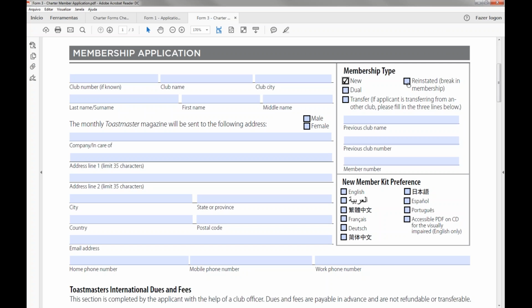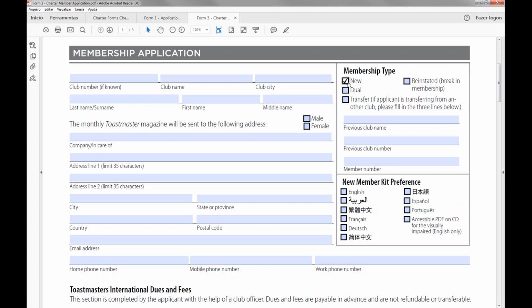Reinstated member means that this person didn't renew before their membership lapsed. So, for example, someone that didn't renew in September can join Toastmasters now and be reinstated. They don't need to pay anything more. They don't need to pay the initial fee, but depending on the bylaws of each club, you can say that for a reinstatement there is an additional fee. That's also considered. You don't need to fill out this information.